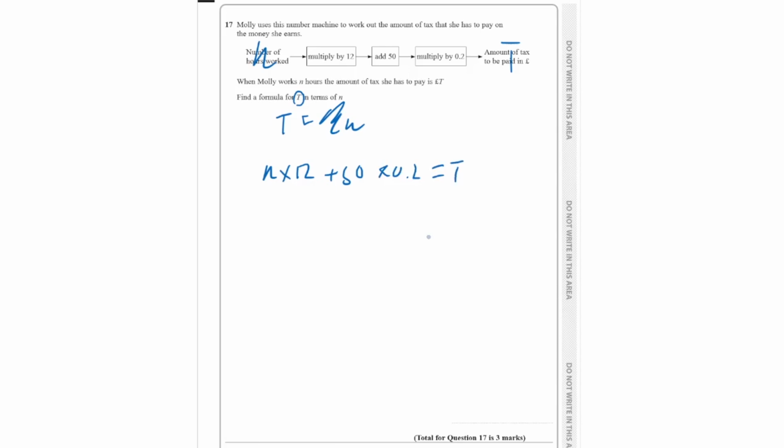But we also have to follow BIDMAS. What does that mean? That means multiplication comes first and then comes addition. So n times 12, then addition. So we get n times 12 plus 50, times 0.2. So 12 times n is simply 12n, plus 50. And then we multiply that by 0.2, which is equal to T.